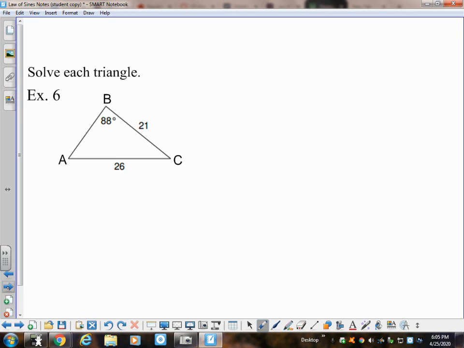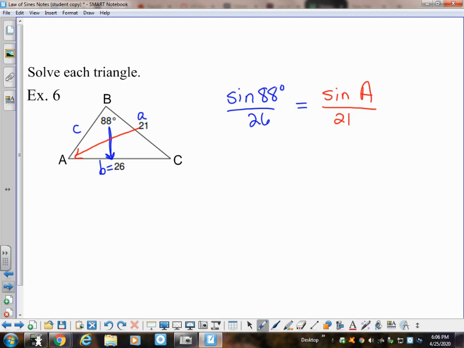Okay, example 6, this is just another one where we're given one angle. We have angle B, that's it, okay? But they gave us side B, they gave us side A, we don't know side C. We do have a pairing right here. So we can use that. So sine of angle B, which is 88 over 26, equals, well, who are we going to find next? Well, the other side they gave me was side A, so I'm going to find angle A next. So sine of angle A over 21.